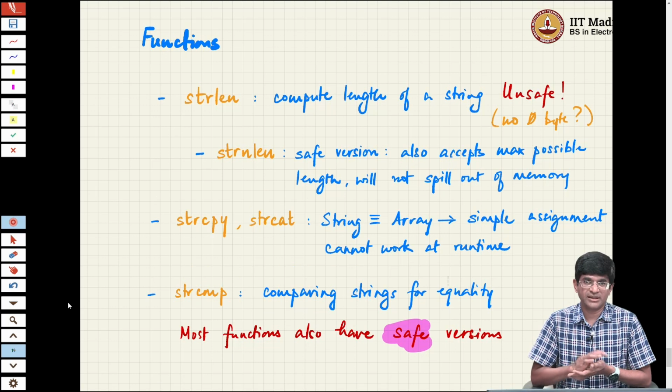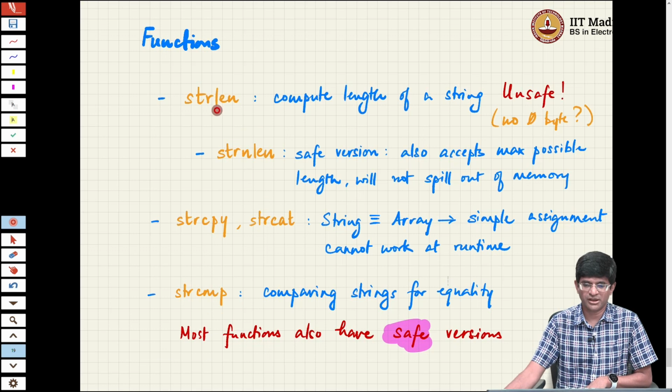Now, given that character arrays and strings are a special case, when we are dealing with strings in C, there are a number of special functions that are written to deal with those kinds of character arrays. One of the most common things that you might want to do is to find out the length of a string. And there is a function called strlen which is commonly used in order to find the length of a string.